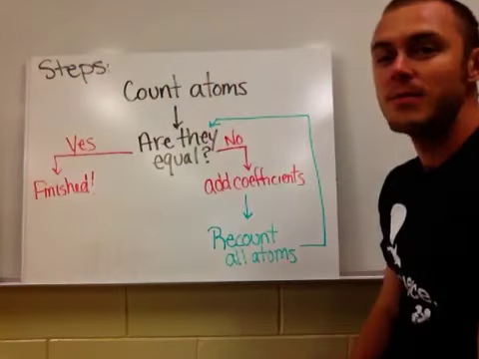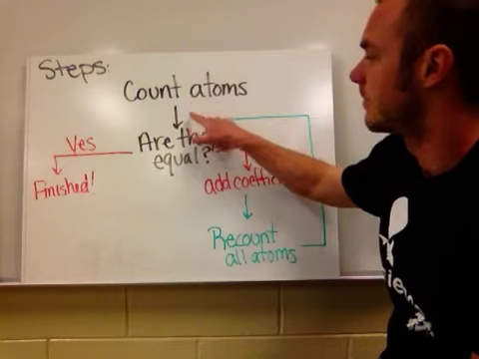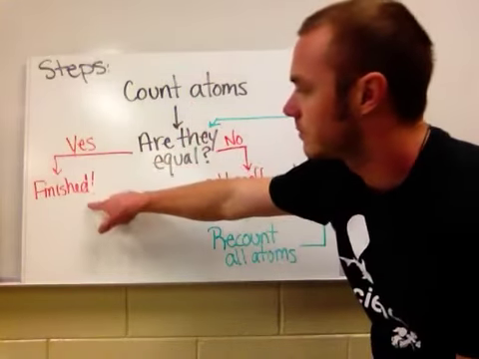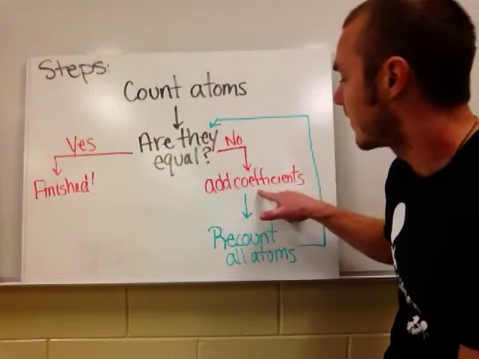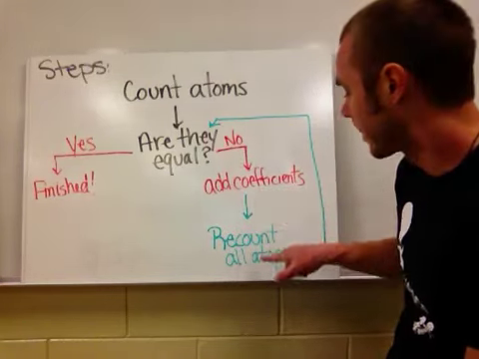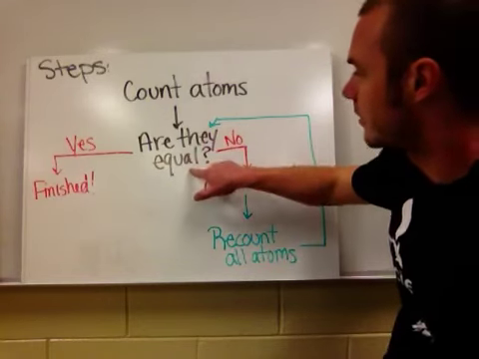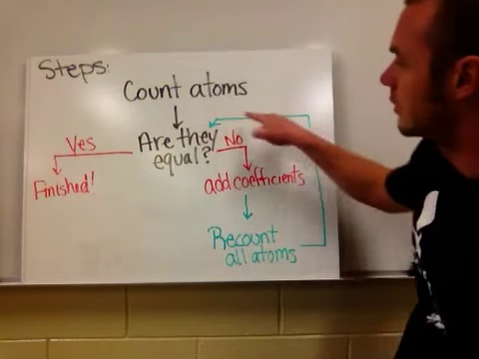All right, the steps when balancing equations: first you're going to count your atoms. Then you're going to ask, are they equal? If the answer is yes, then you're finished and you can move on. If the answer is no, you have to add coefficients, recount all your atoms, and then circle back around. Are they equal? No, add coefficients, recount, circle back around.